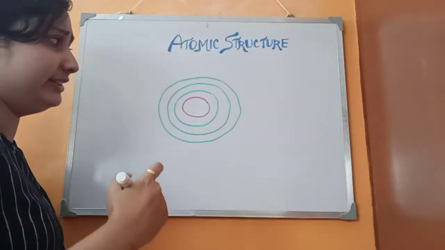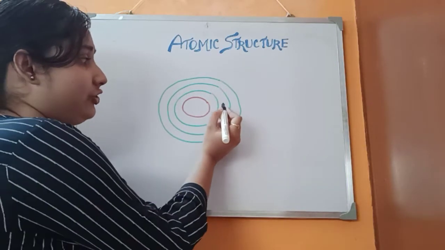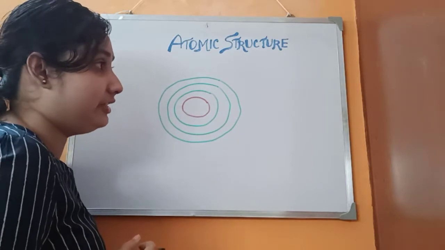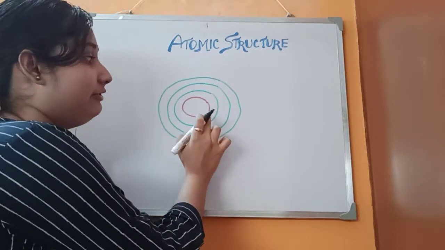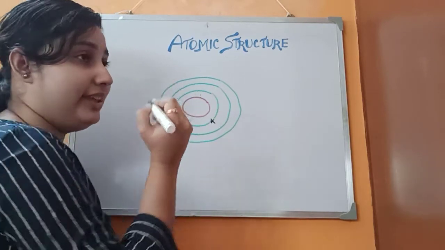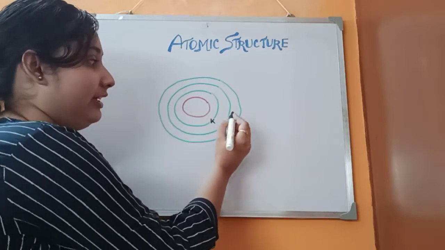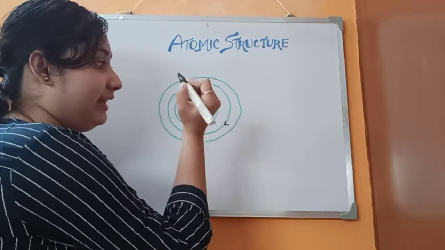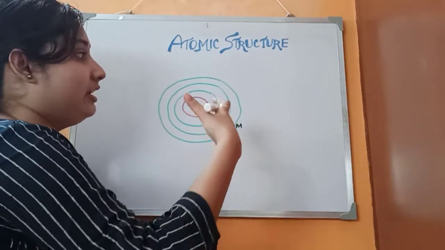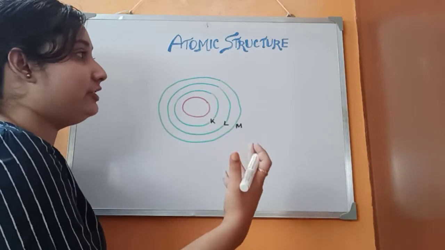See, you have learned that there are various atomic shells. If the red portion is considered as the nucleus, then the shell which is closest to the nucleus is known as the K shell. The shell after the K shell is known as L, and then M, and the other shells after M, N, O, like that. We designate the shells with these letters.